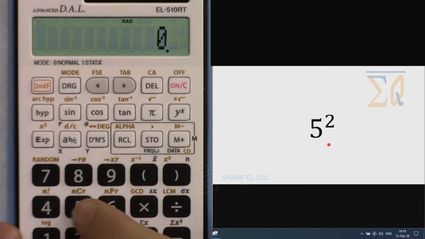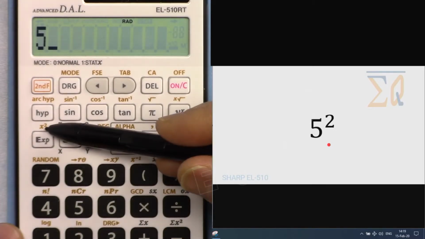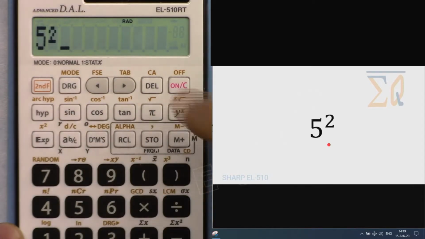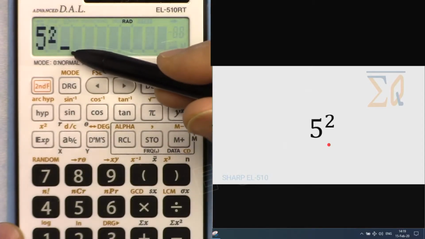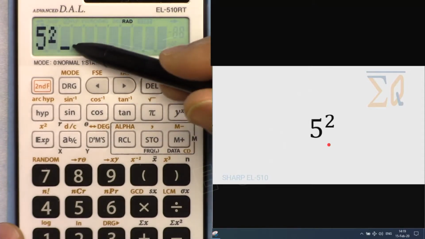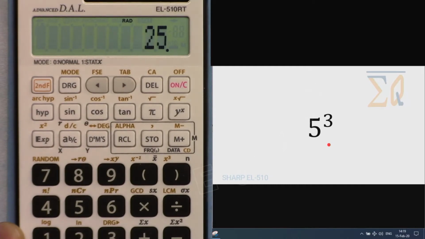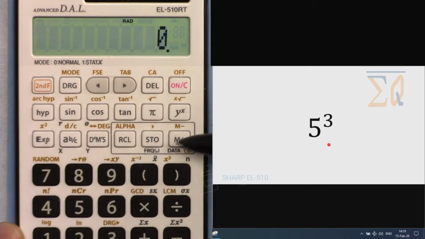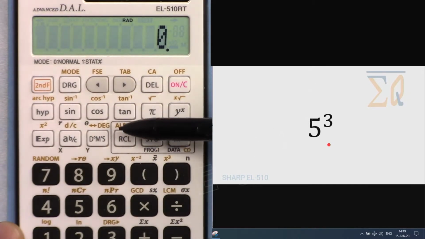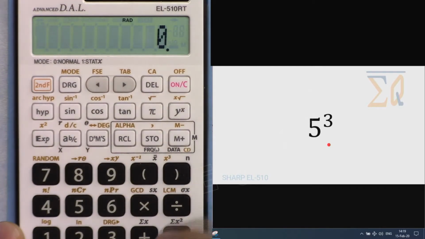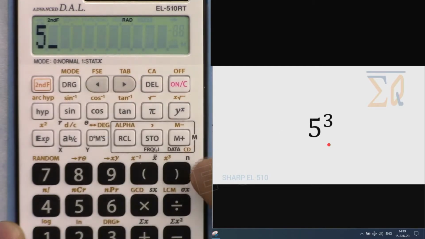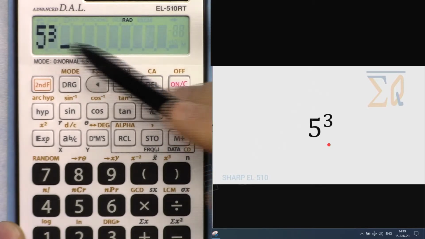To square some value, we press the number, for example 5. For a square, this is the second function of this button, x squared: second function x, and that is squared. You can press the equal sign or continue entering other values. If you want to do a cube, because it's used extensively, we have again a dedicated button here: 5, second function, and then this, it will make it cube.